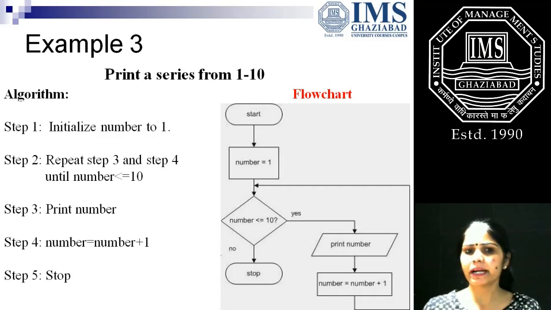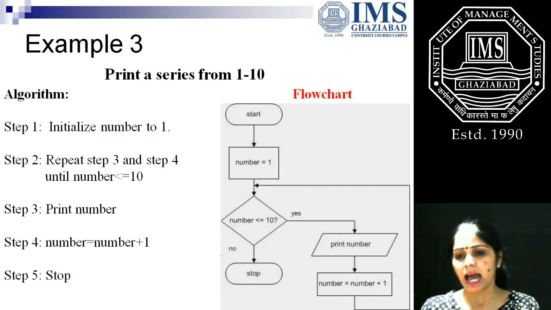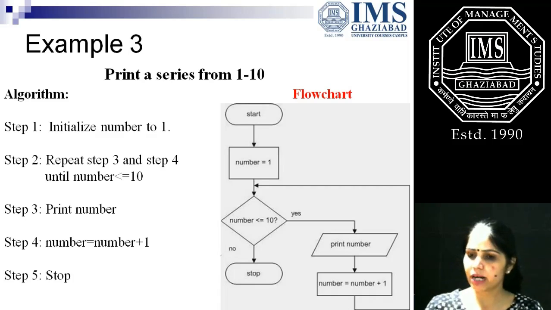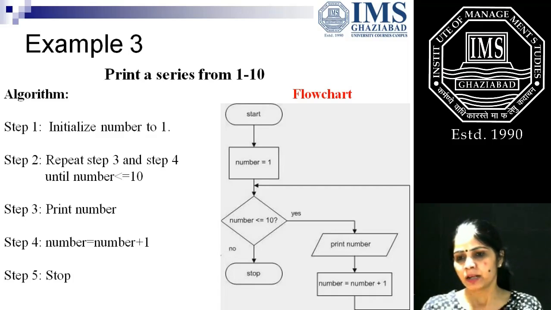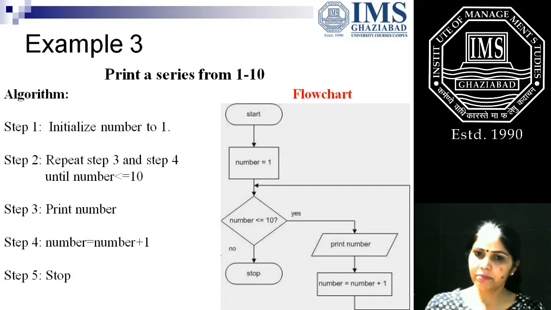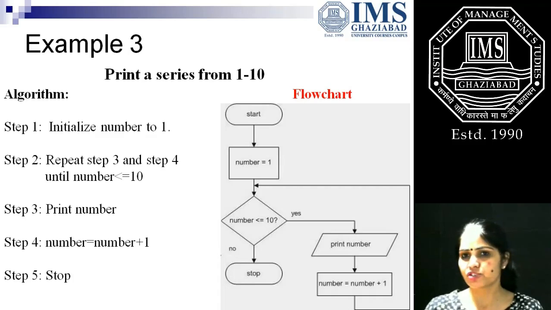Again the 2 steps would be repeated. So print number and number is equal to number plus 1 would be repeated 10 times, and we would be having the series from 1 to 10. As soon as the number 10 is printed, number is equal to number plus 1 would make the number 11. Now when it again moves to the decision box, the value of number is 11. Is number less than or equal to 10? No. Then we stop our algorithm flowchart.